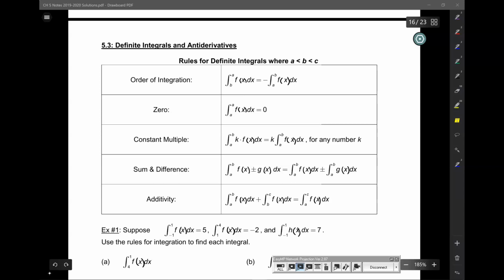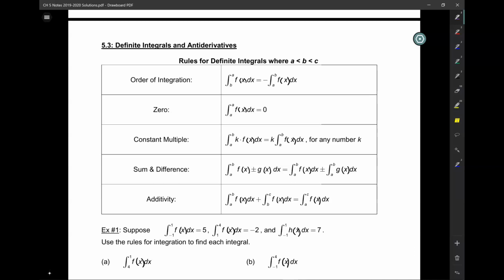Okay, so the first rule is the order of integration. All right, so take a look here. This is how we're usually used to seeing an integral. It's the integral here on the right-hand side, a to b of f of x dx, right? But take a look at what's happened here. Here, it's the integral from b to a. So instead of going from a to b, now we're going from b to a.